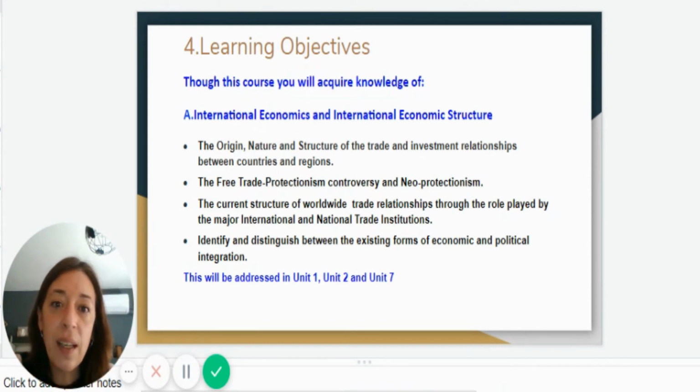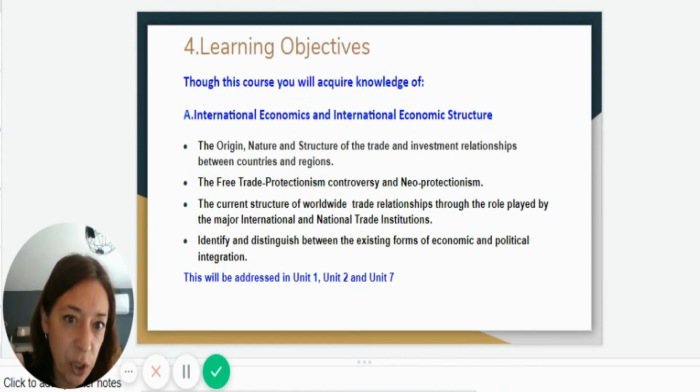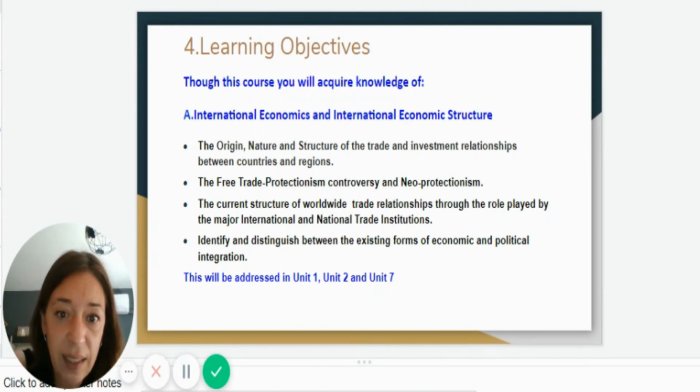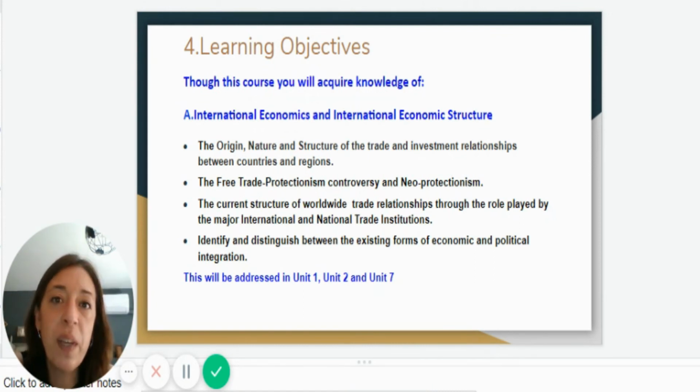We will also look at the debate between free trade policies and protectionist policies in the context of trade, and also the new patterns of neo-protectionism. We will look at the current structure of worldwide trade relationships through the role played by major international and national trade institutions. So in the context of international institutions, the role played by the World Trade Organization. We will learn how to identify and distinguish between the existing forms of economic and political integration. All these aspects will be addressed in Units 1, 2, and 7.